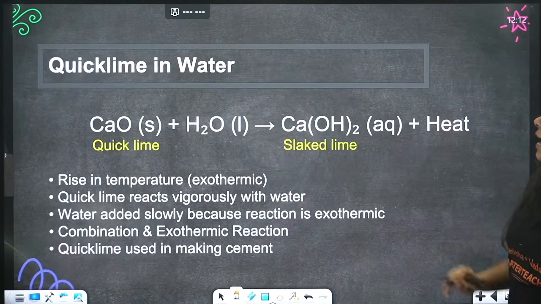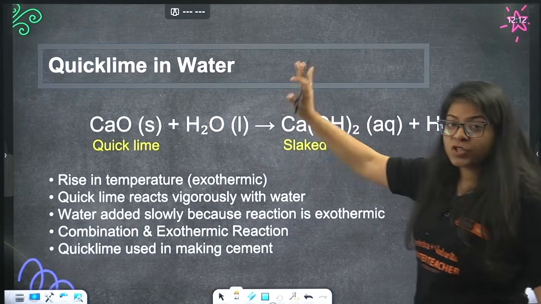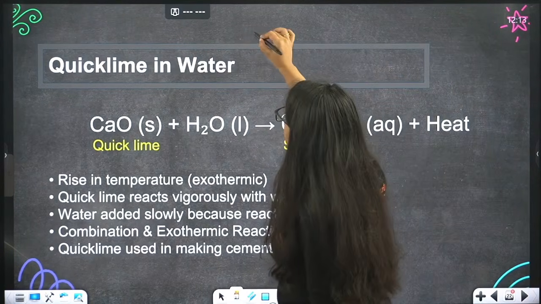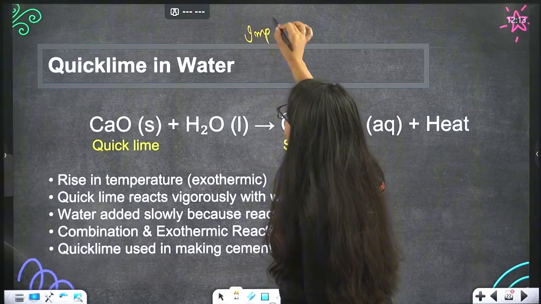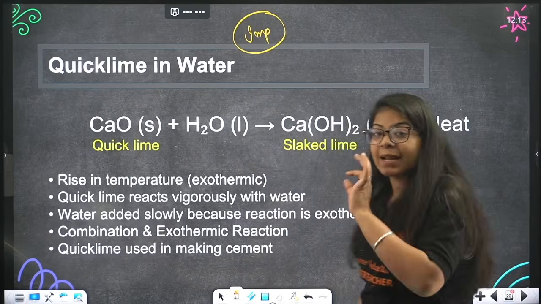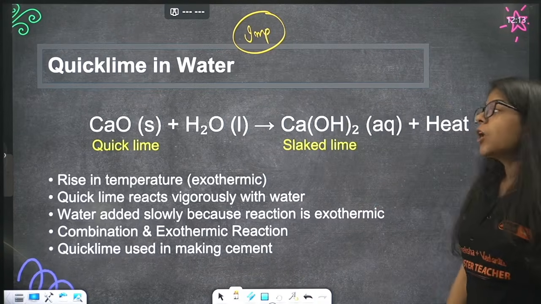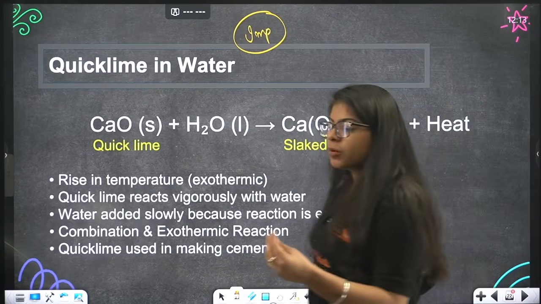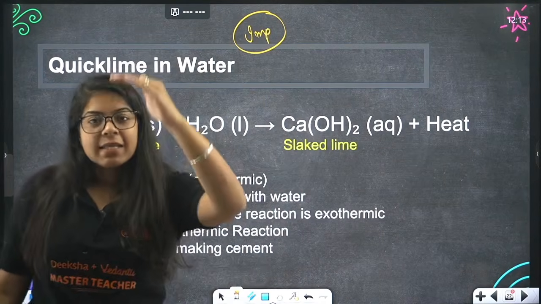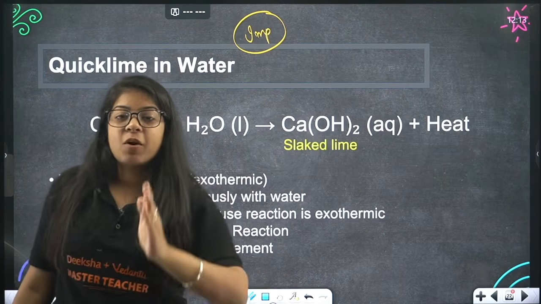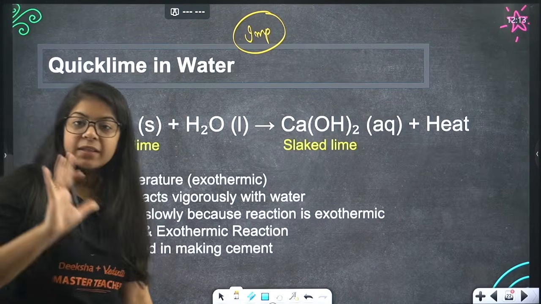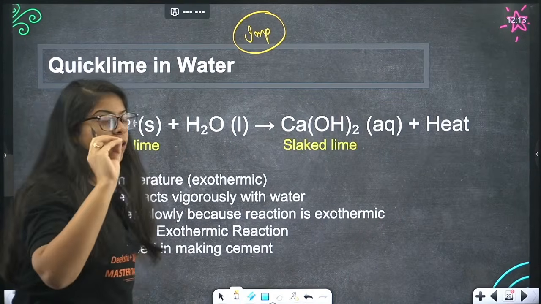Moving on, next we have beta, another example of a combination reaction, that is quicklime in water. Again, very important. Take out your pen and copy and write these down. Okay, now beta, quicklime is what? Calcium oxide. Magnesium and calcium are brothers. They are in the same column of the periodic table. So magnesium oxide, calcium oxide. Done. That is your CaO-MgO.